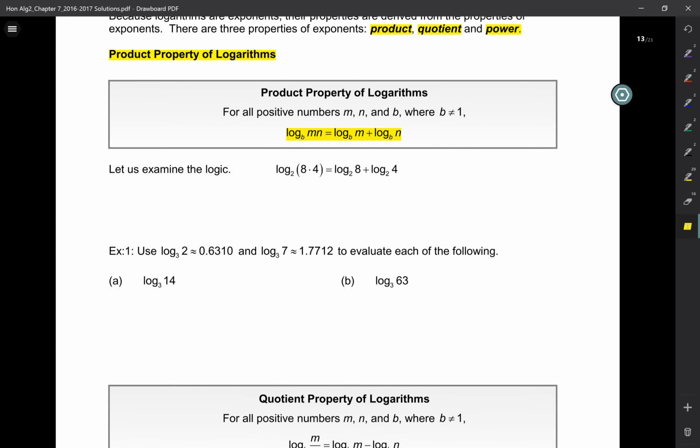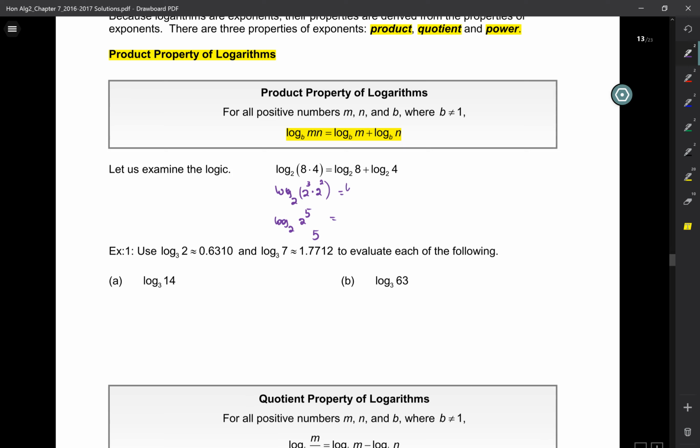All right, so look at this one. I have log base 2 of 8 times 4. Let's zero in on this. This is log base 2 of what? 2 to the 3 times 2 to the 2. So that's really log base 2 of what? 2 to the 5th, which will be what? That would equal 5, right?